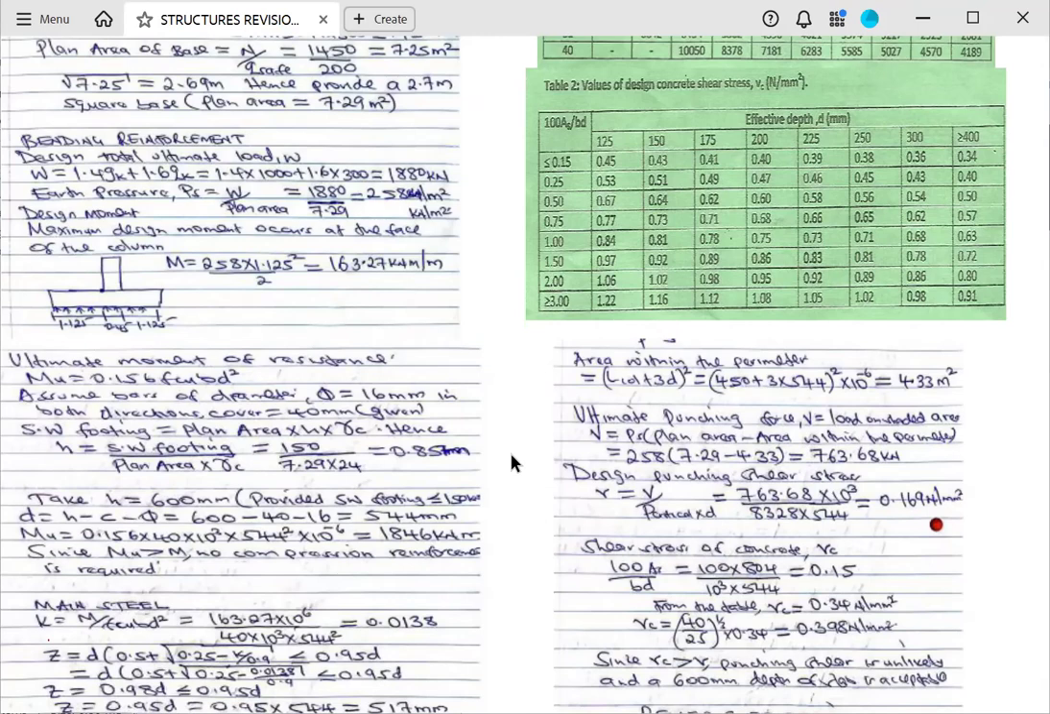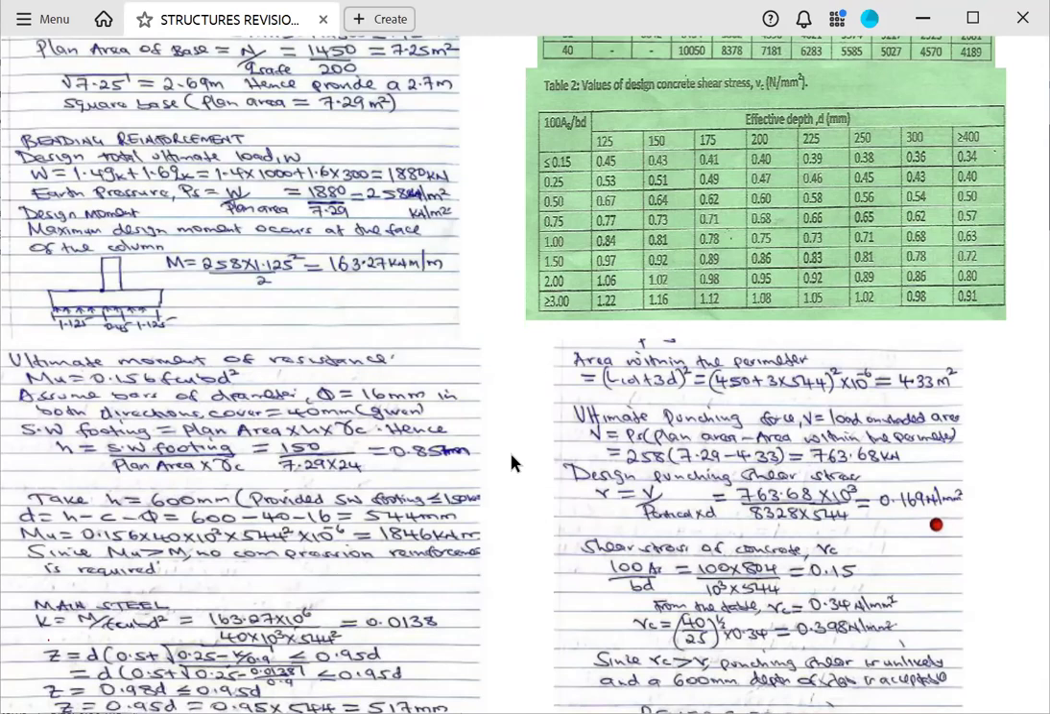Now, the ultimate moment of resistance, which means the capacity, what the footing can withstand, is 0.156 times 40 times 10 power 3. Remember, 10 power 3 is b. Footing and slab, we design them the same way. So 1 meter, which is 1000 millimeter or 10 power 3 millimeter, times d squared times 10 power negative 6 to change from Newton millimeter to kilonewton meter.